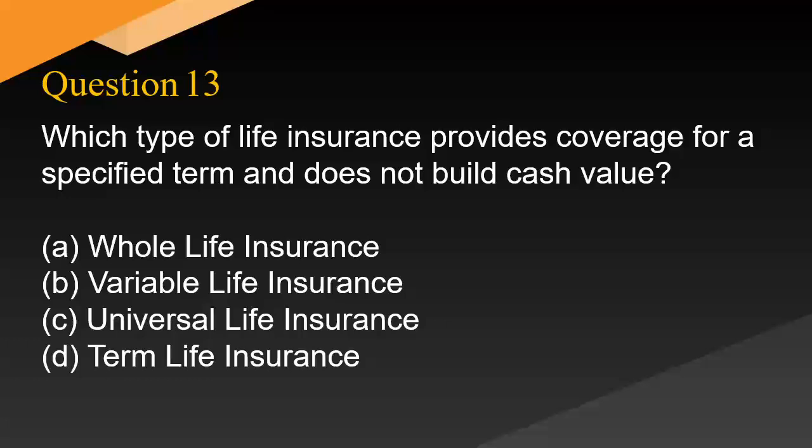Which type of life insurance provides coverage for a specified term and does not build cash value? A. Whole life insurance. B. Variable life insurance. C. Universal life insurance. D. Term life insurance.